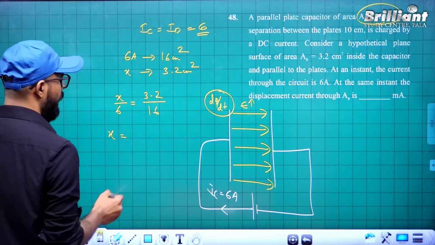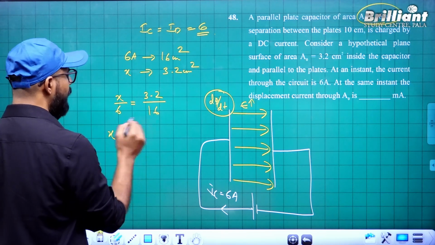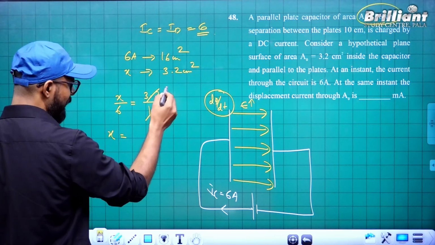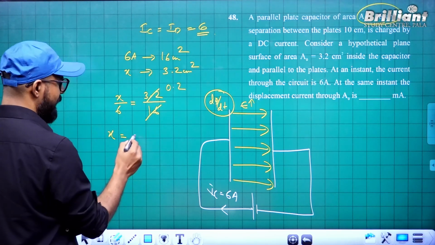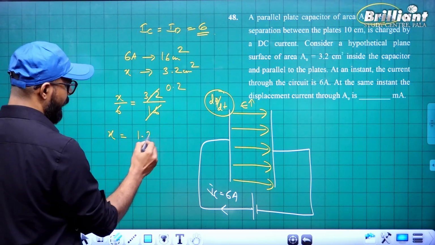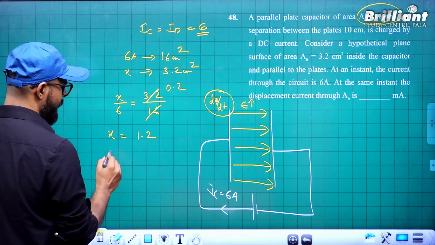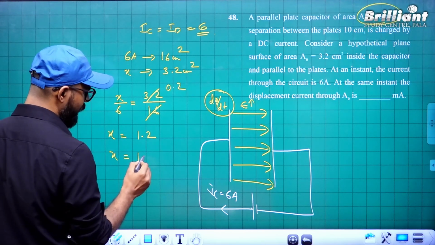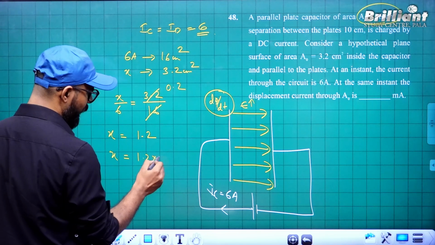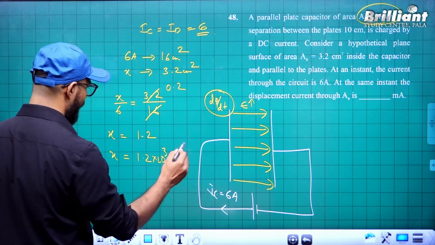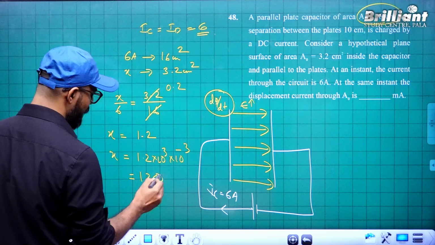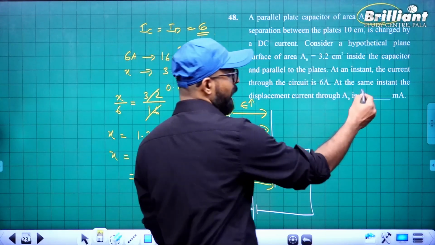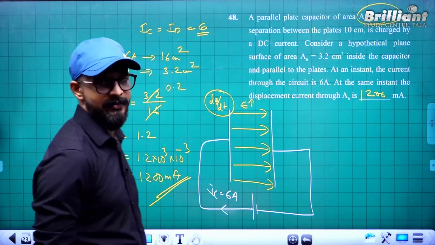So x is equal to, well, this is going to be 16 and 32. That will be 2 times, but 0.2 here. So x is equal to 1.2. And so we want it in milli, so that means it is going to be 1.2 into 10 to the power 3 into 10 to the power minus 3. Clear? So 1200 milliampere current. Okay, so 1200 is the answer. Moving on.